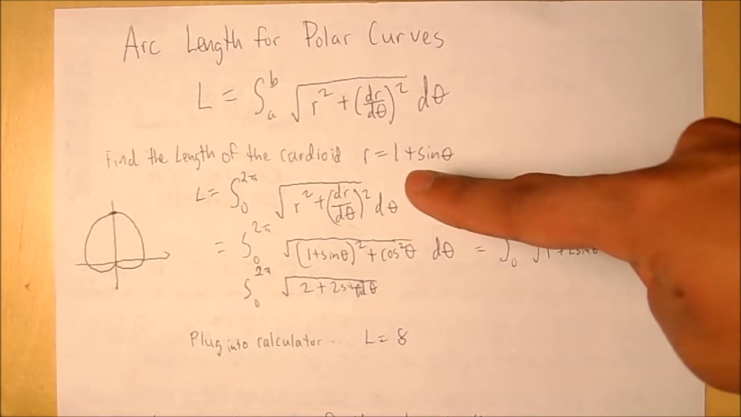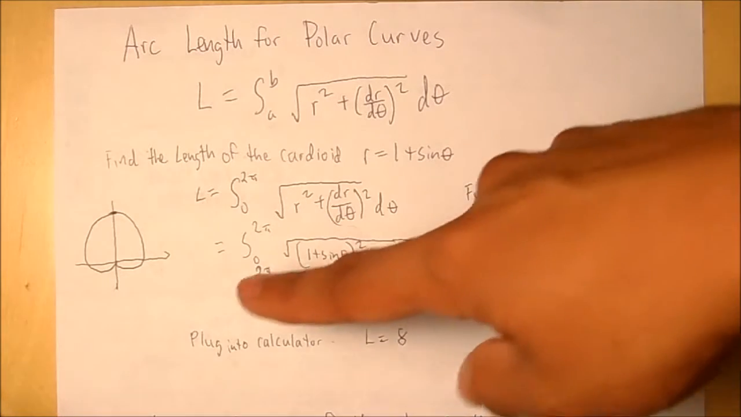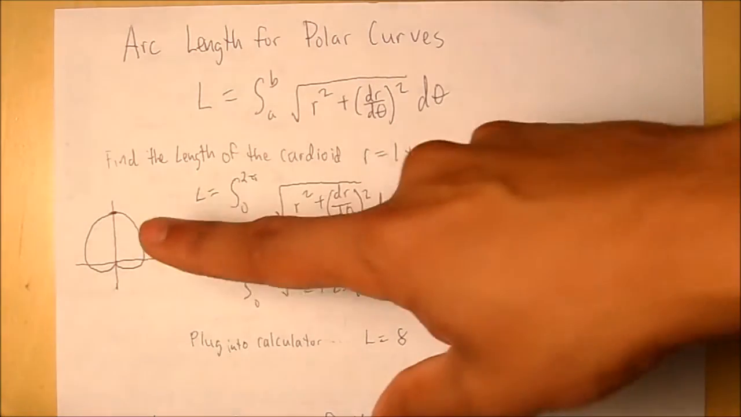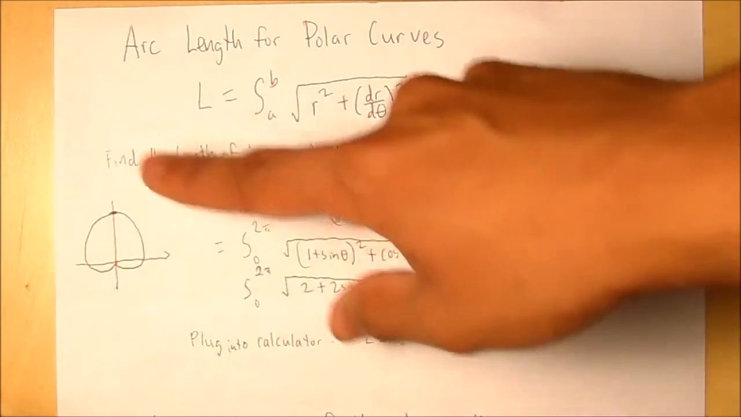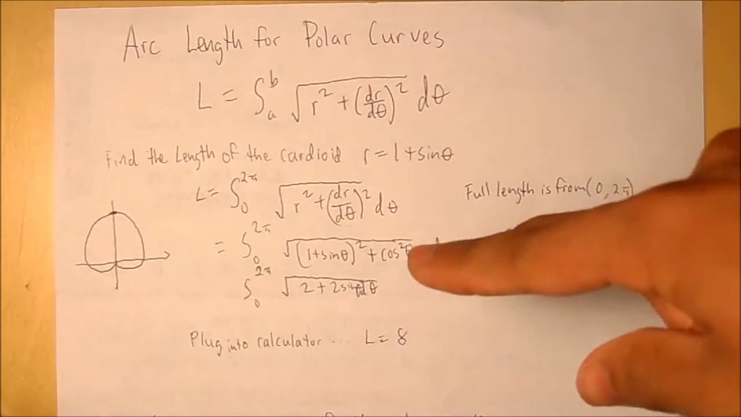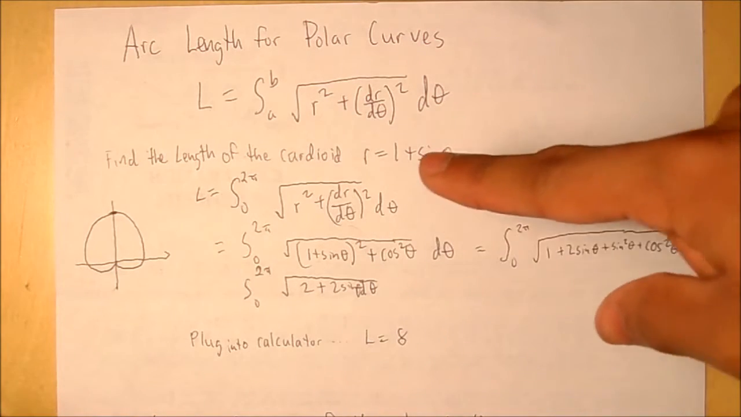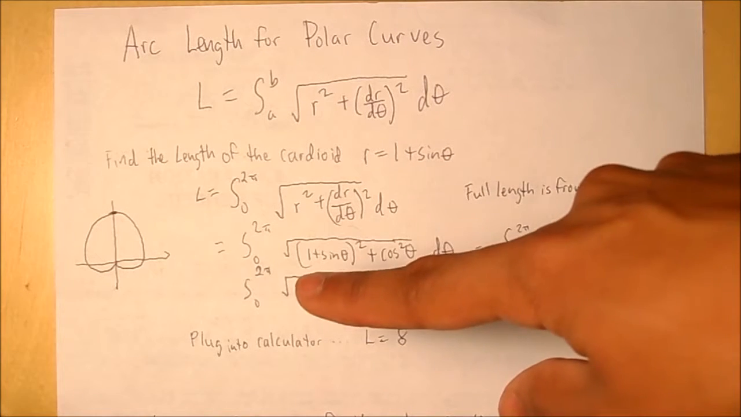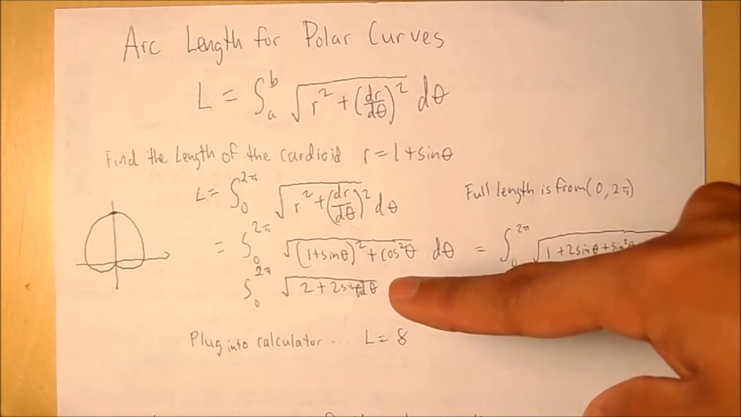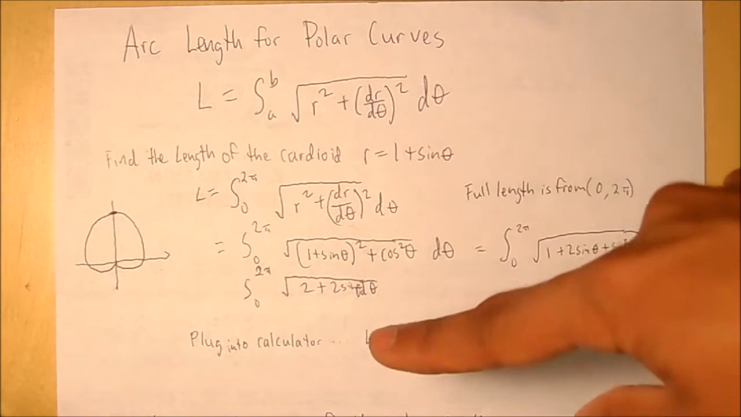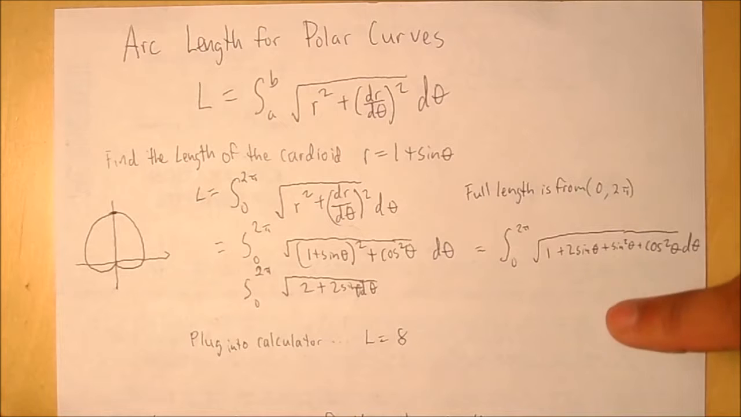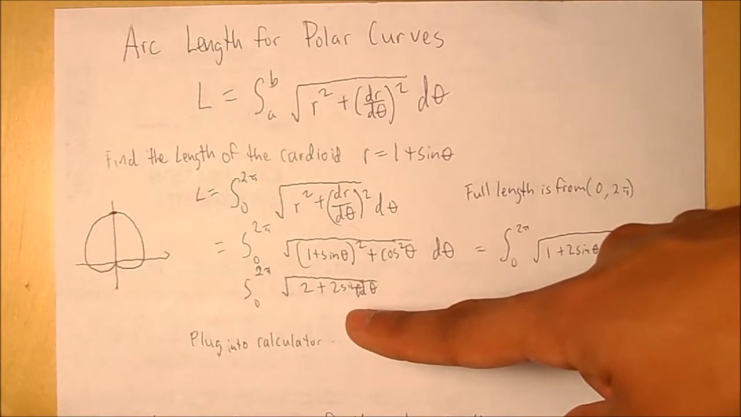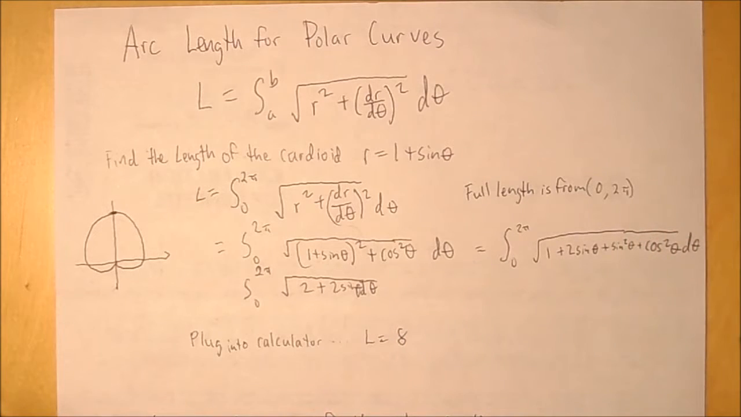Find the length of a cardioid, r equals 1 plus sine theta. So it has bounds from 0 to 2 pi. That's the whole thing. The cardioid starts from here and just winds up there. And you can just plug things in. Don't forget to take the derivative first so you can plug it in here. 1 plus sine theta squared plus cosine squared, because that's the derivative of this. Don't forget to square root everything. After some simplifying, you are left with 2 plus 2 sine theta d theta.